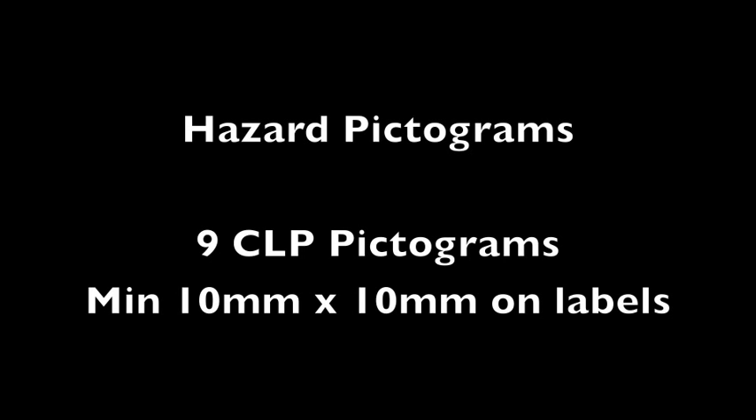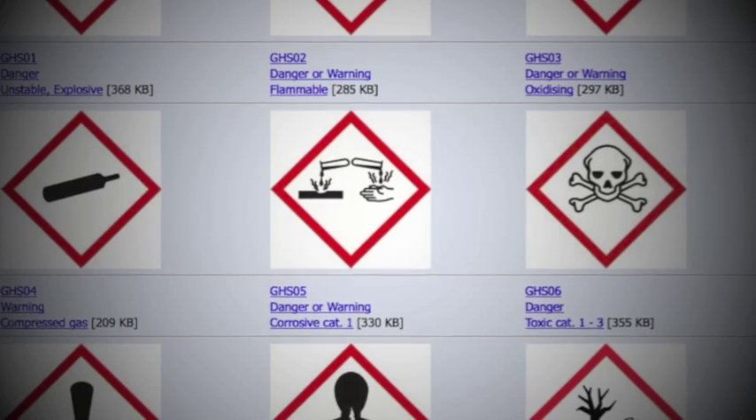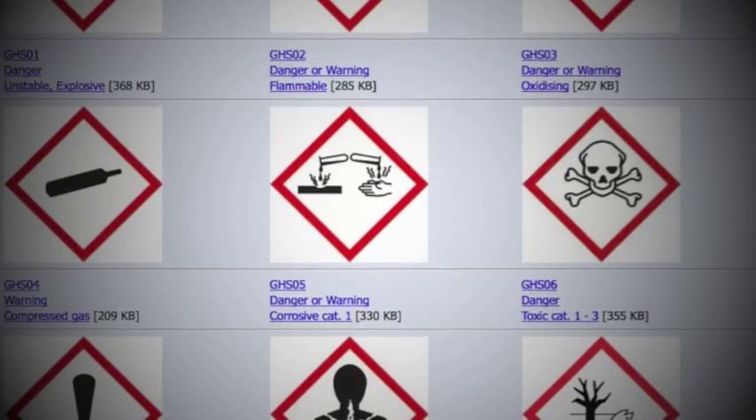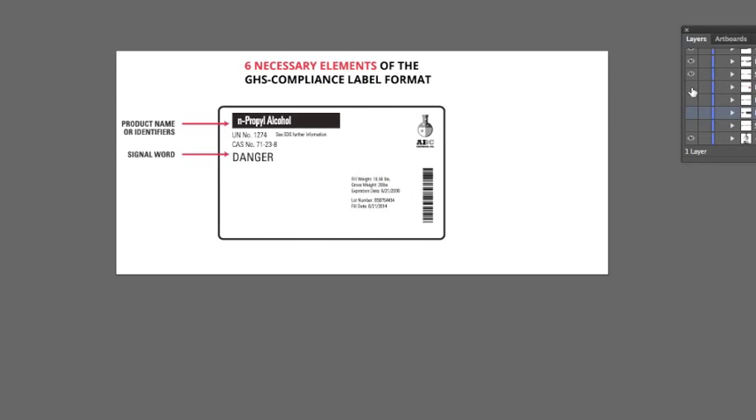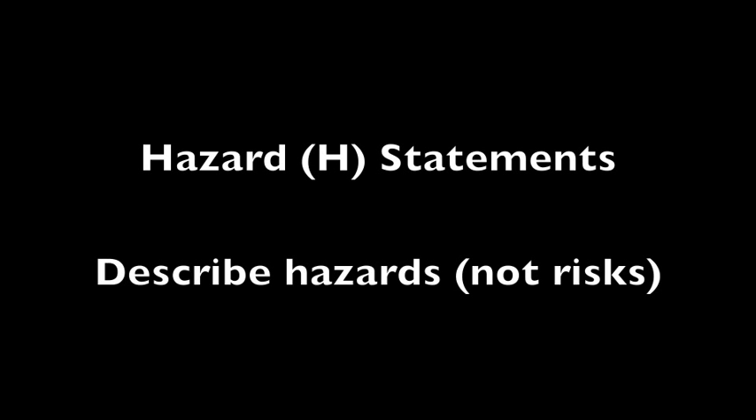The third element on a CLP label are the hazard pictograms. There are 9 of these in total under CLP, although only 3 are usually used for home fragrance products. When on labels, these should be an absolute minimum of 10mm by 10mm and ideally 16mm. The next element are the hazard statements. There are over 70 of these in total, and they encompass physical, health and environmental hazards.